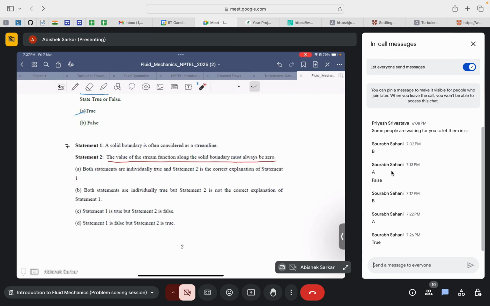Both statements are individually true, and statement 2 is the correct explanation of statement 1. Both statements are individually true, but statement 2 is not the correct explanation of statement 1. Statement 1 is true, but statement 2 is false. Statement 1 is false, and statement 2 is true.